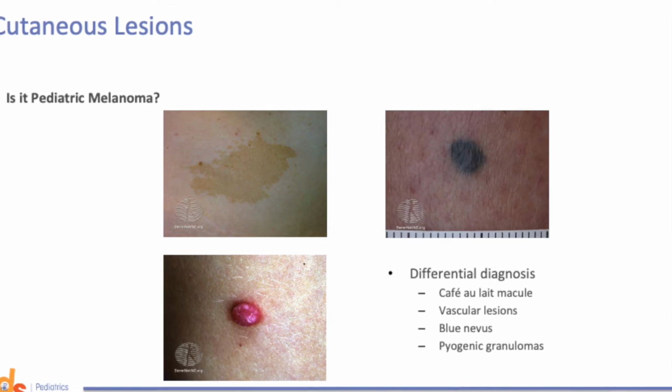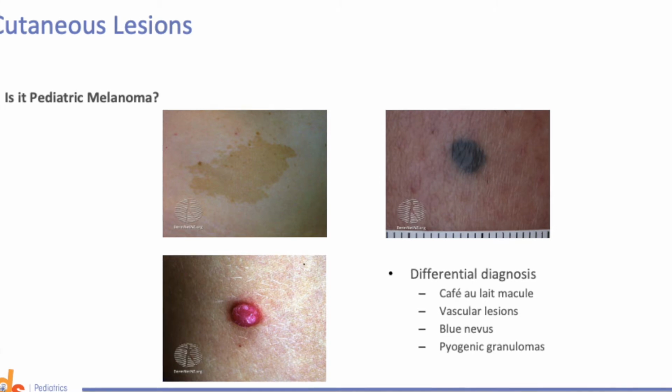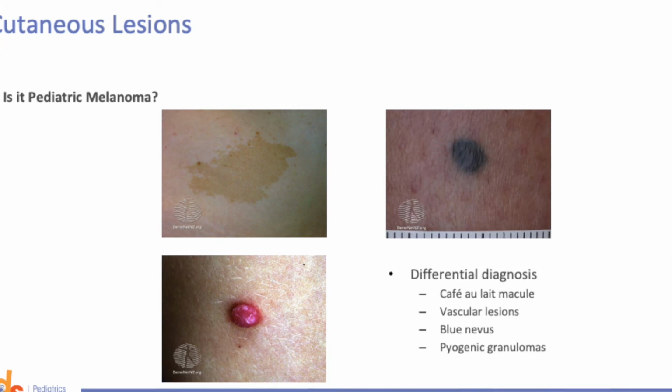Cafe au lait macules are flat pigmented lesions that may be present at birth or appear during early childhood, and are more prominent after sun exposure. They represent localized areas of increased melanogenesis. The size can range from a few millimeters to over 15 centimeters, and they can enlarge in proportion to the growth of the child.